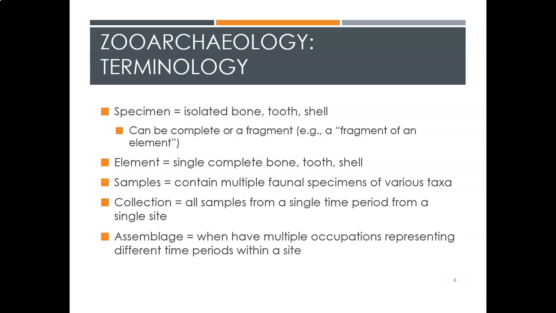When we talk about samples, this is when we are selecting, as an archaeologist, from a broader grouping of specimens, or from within an assemblage, or from within a site to better understand what's going on. We can talk about collections, where we have samples from a single time period, and assemblage, which is when we have multiple occupations representing different time periods at a site.